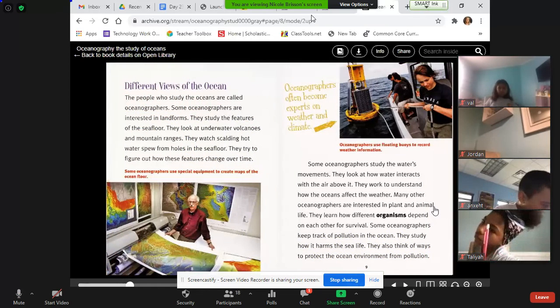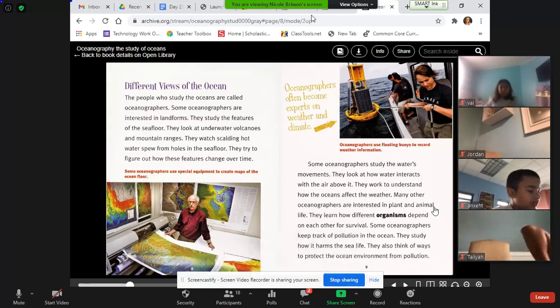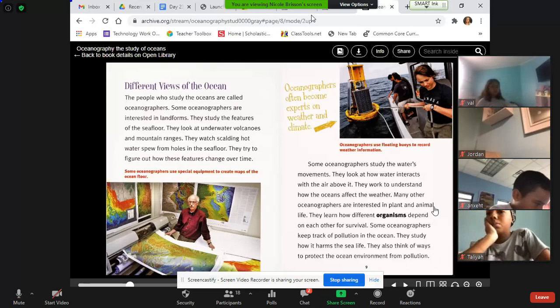Take a look. Do you see a title that's not a chapter title, but it's still kind of like a title? Kendrick, do you see one on the page? It's like a smaller title. Kendrick, what do you see right here at the top in purple? Different views of the ocean.